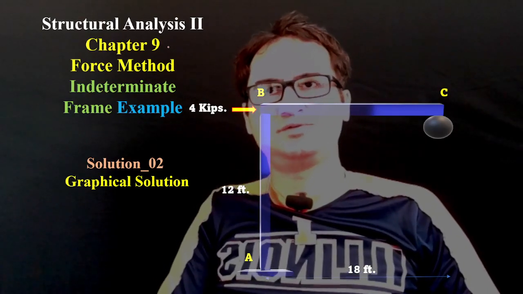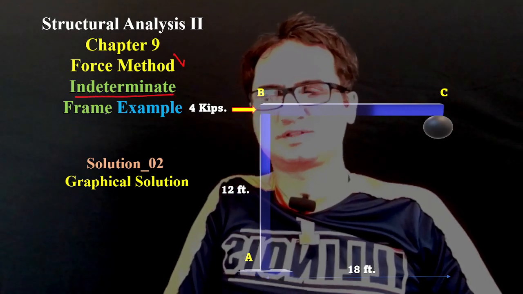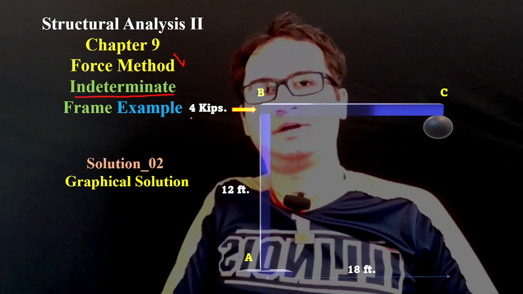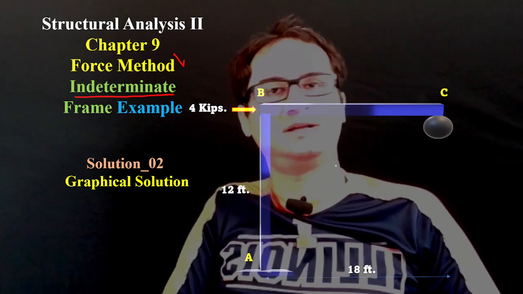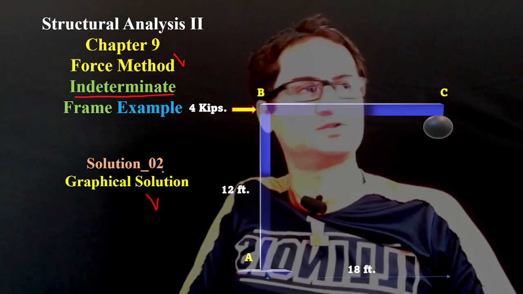Structural Analysis 2, Chapter 9, Force Method in Indeterminate Structures. So this time we want to solve our previous problem, a 1-degree indeterminate frame, with a far simpler approach, which is the graphical solution.